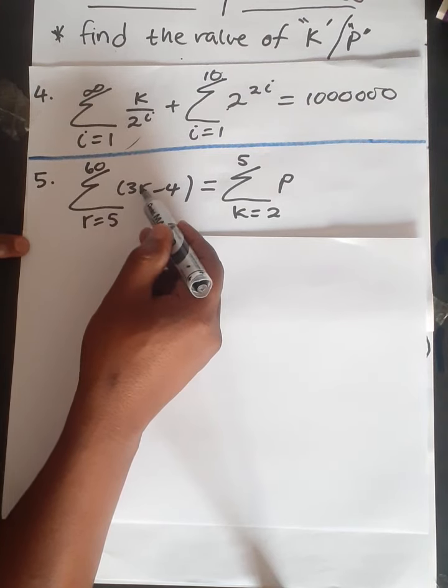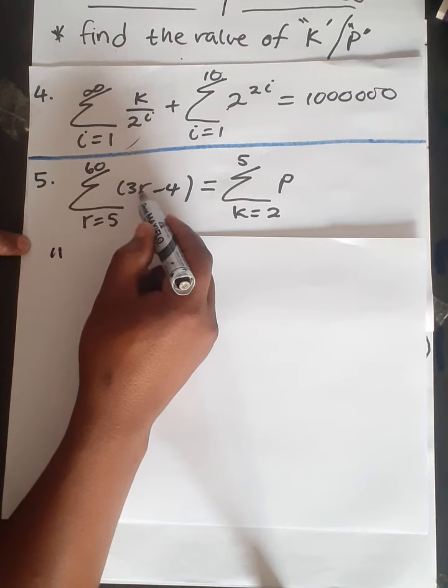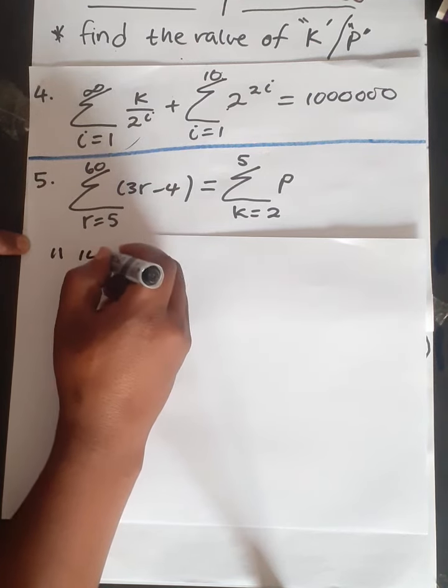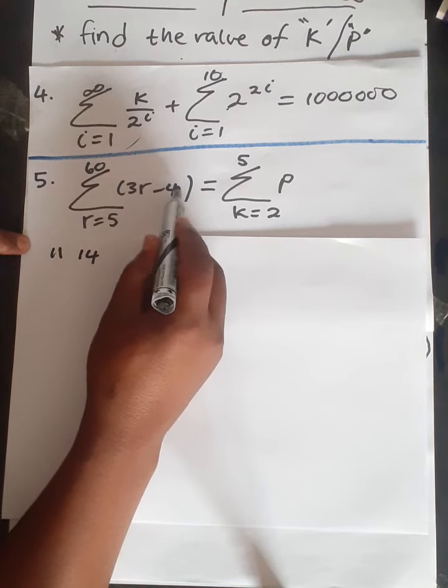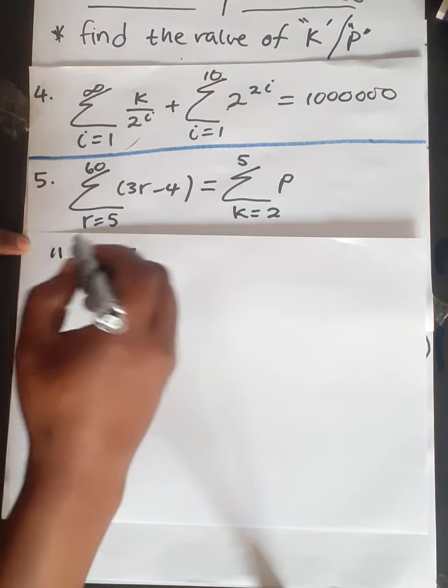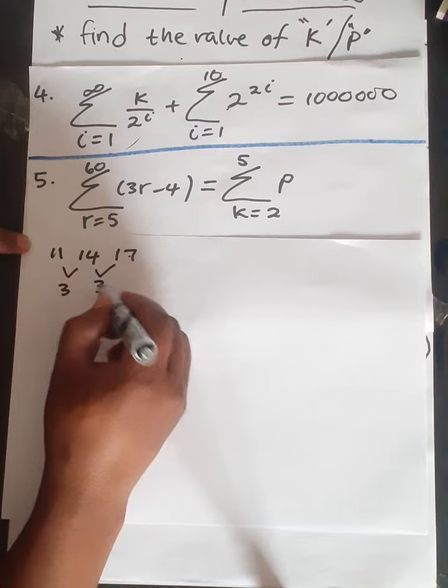So about 3 times 5 which is 15. 15 minus lokhu kuzophuma bani 11. Sithatha u6 simfaka esikhundleni sa-r. 3 times 6 is 18. 18 minus 4 kuzophuma bani 14. Sithatha u7. 7 times 3 is 21. 21 minus 4 kuzophuma u17. Sibuya la senza lento. 14 minus 11 kuphuma u3. 17 minus 14 kuphuma u3.